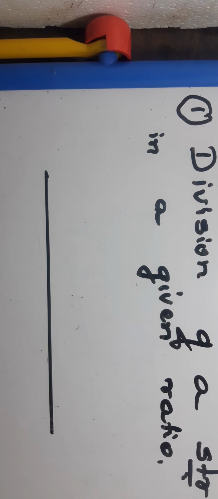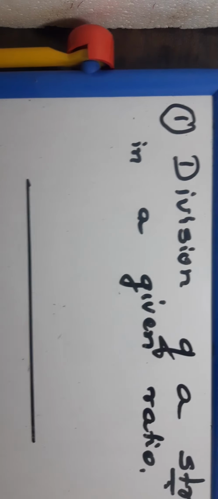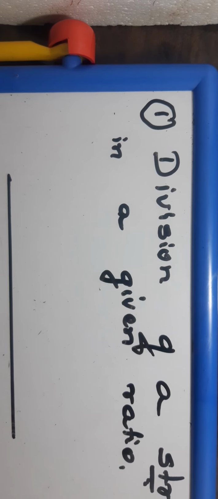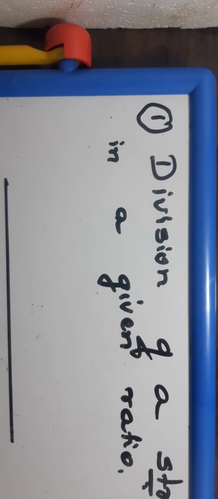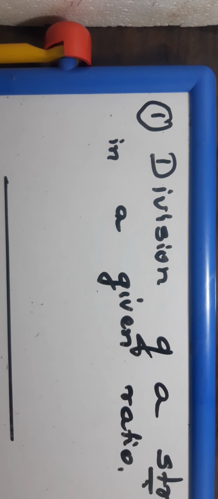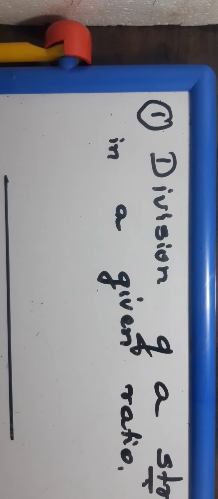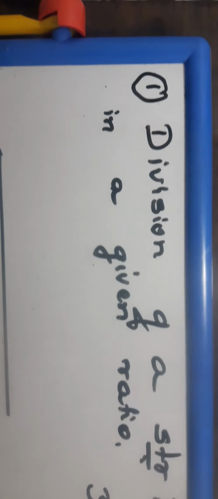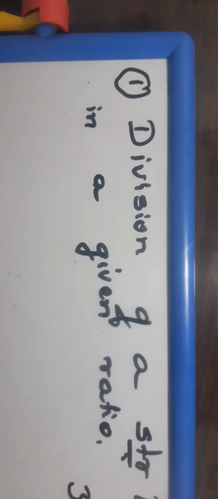So the very first construction in that chapter is division of a straight line in a given ratio, and the other two constructions depend upon this division of a straight line in a given ratio. Now suppose one ratio is given to you, 3:2. So you have to divide the line in the ratio 3:2.